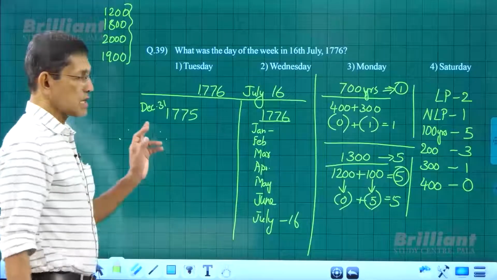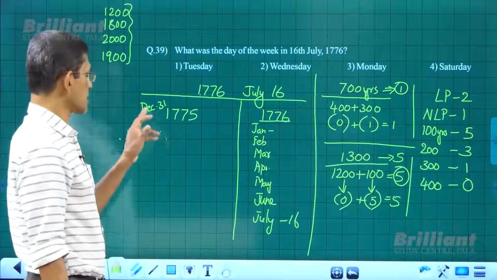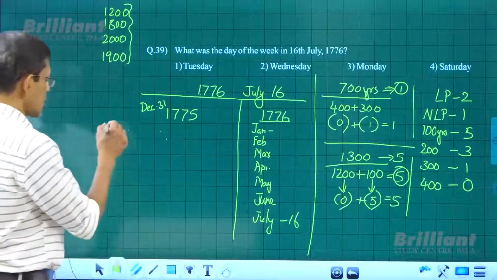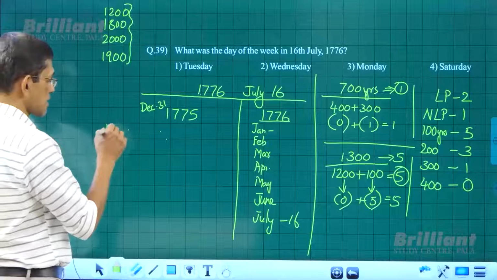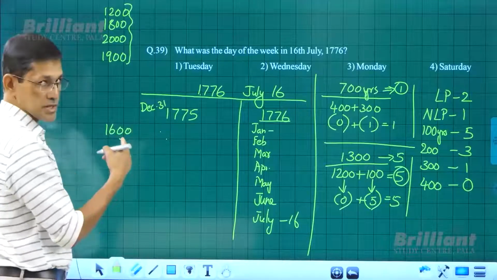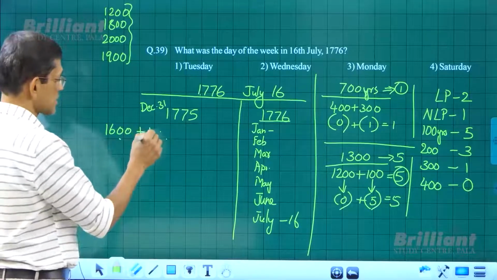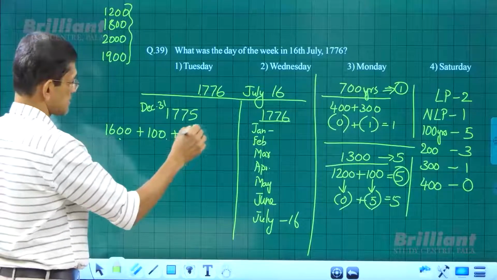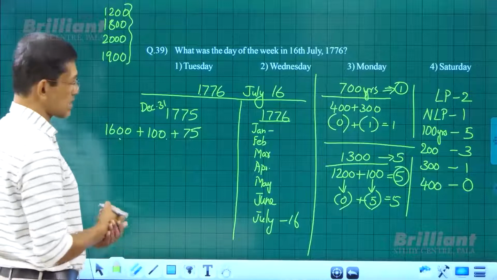Okay, we use the same method over here. So we have completed 1775 years. So how many odd days do you have? You split it as the largest multiple of 400, that means 1600, plus 100, plus 75 years. Now we need to calculate the number of odd days.